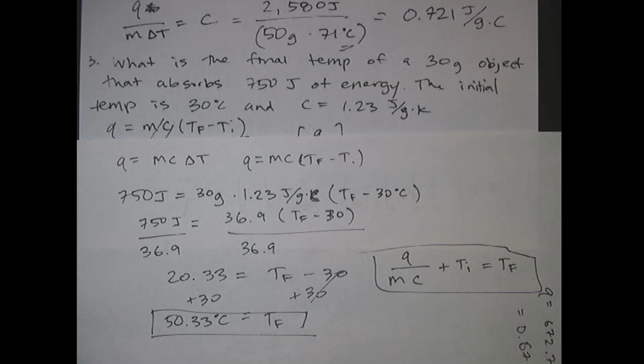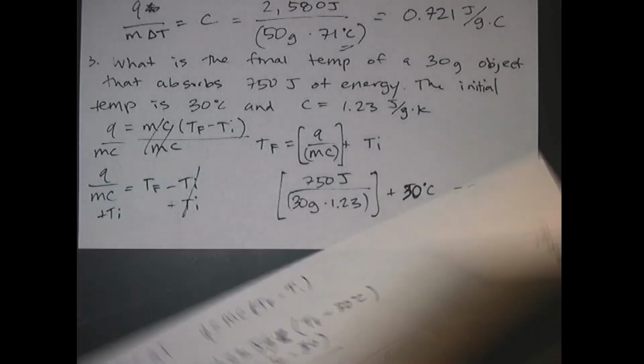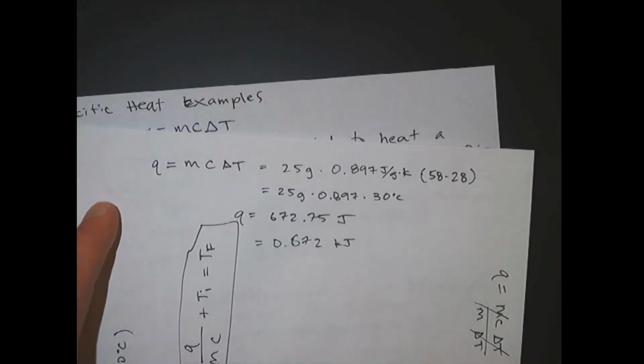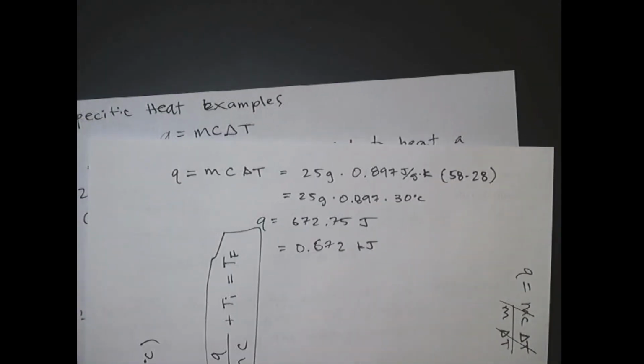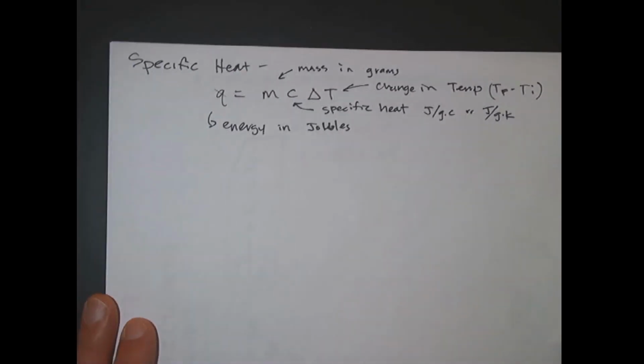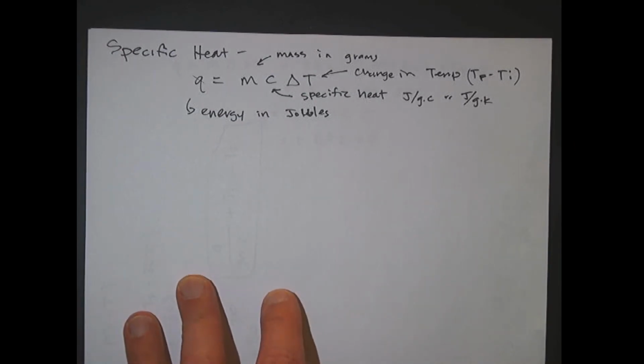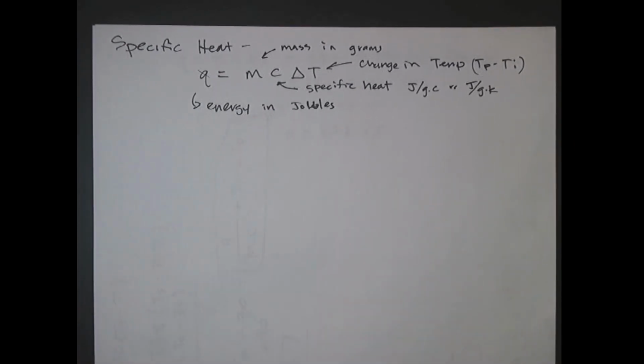Three common problems for specific heat. Again, specific heat is just a measure of how much energy it takes to move the temperature of 1 gram of a substance up 1 degree. Useful for identifying substances. It's a physical property just like density.